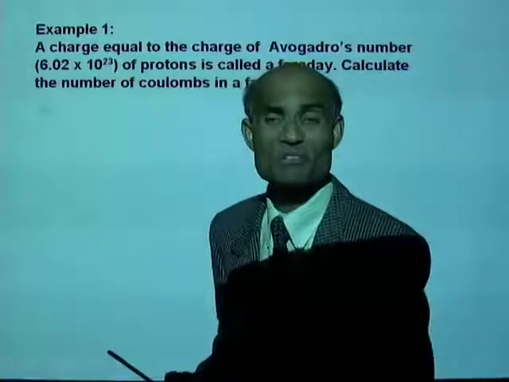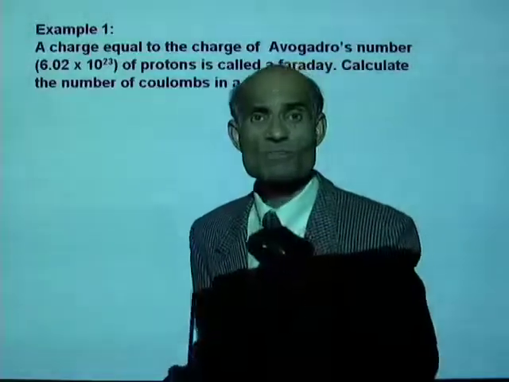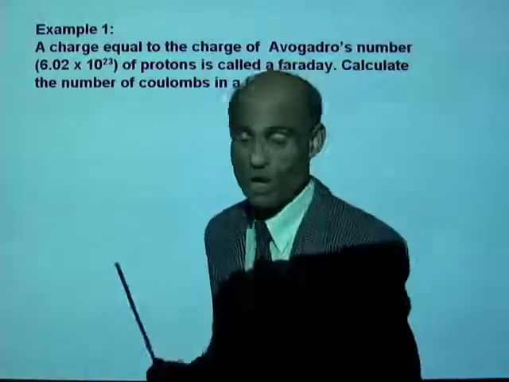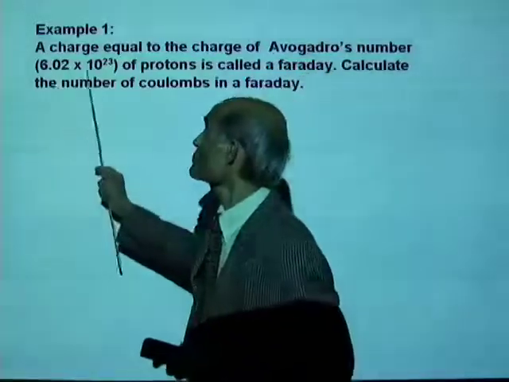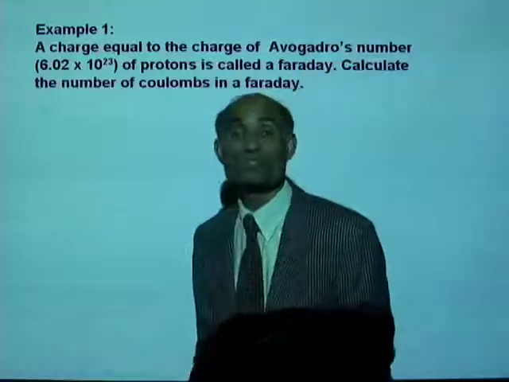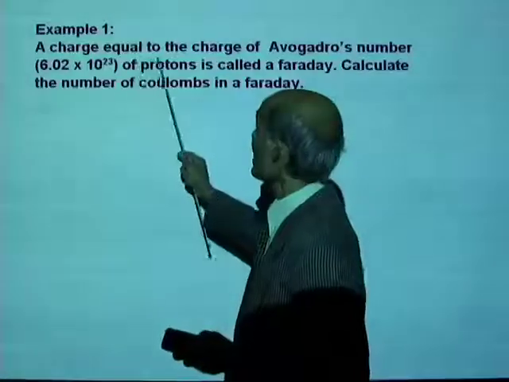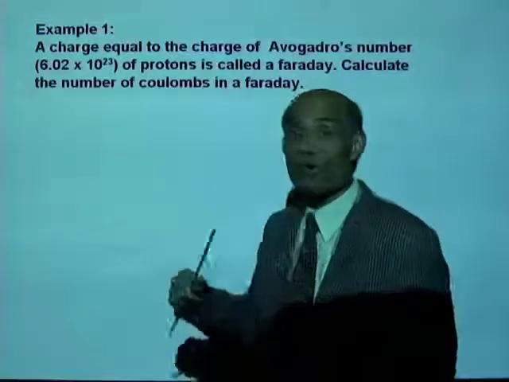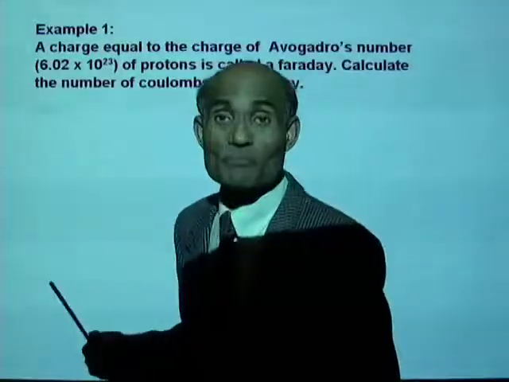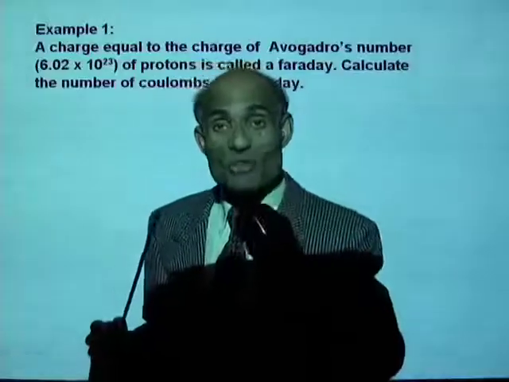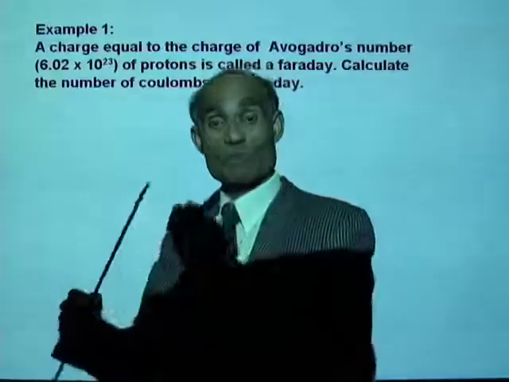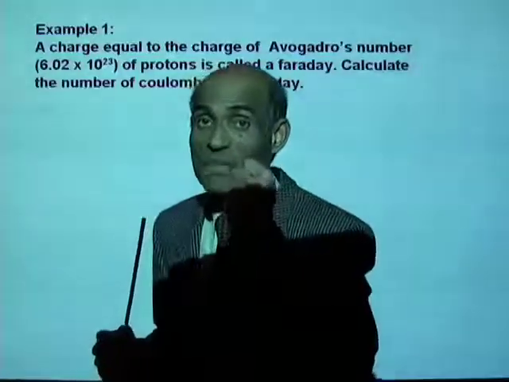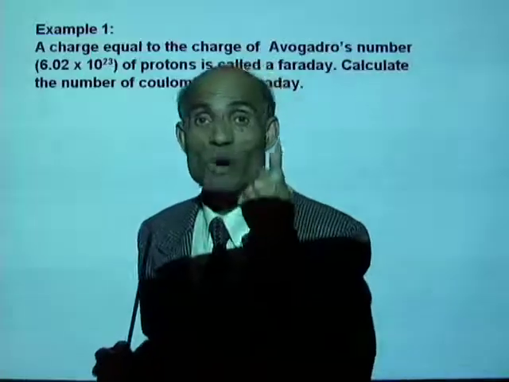We have seen Avogadro's number, is that right? What is Avogadro's number? The number of atoms in 1 mole of a substance, which is 6.02 times 10 to the 23. The charge equal to the charge of Avogadro's number of protons is called a Faraday. So you take Avogadro number of protons or Avogadro number of electrons, the amount of charge carried by that many protons is called 1 Faraday.